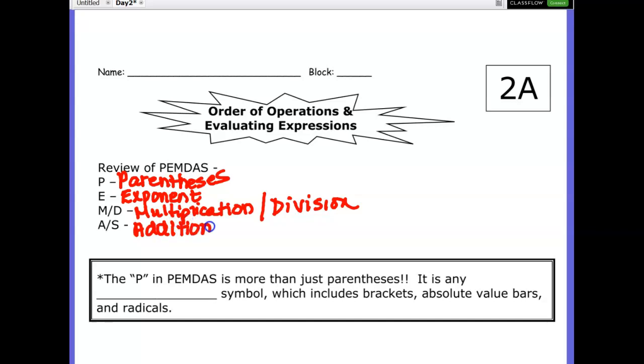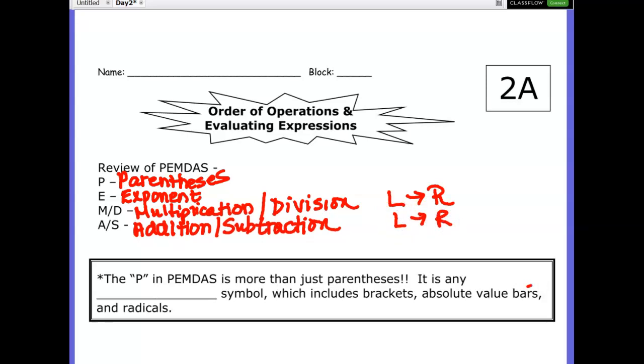If you recall, the reason that the M and the D are at the same level is because they are not necessarily done in the order of multiplication and then division. It's actually either or. Sometimes division can come first, but we read the problem from left to right, and the operation that's to the left actually goes first. Same with addition and subtraction. It means they're at the same level.